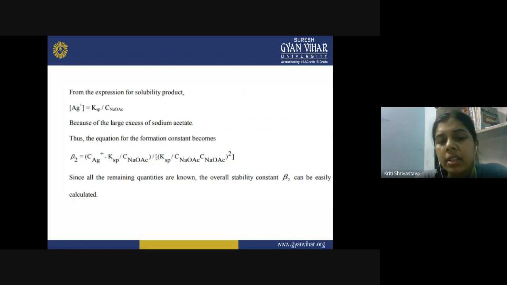Now since all the remaining quantities are known, you know the KSP value, it is a constant for the particular salt. You know the concentration of the sodium acetate, and you know the concentration of the silver because you have prepared the solution. You know all these values during the experiment. So because all the quantities are known, the overall stability constant beta 2 can be easily calculated here.